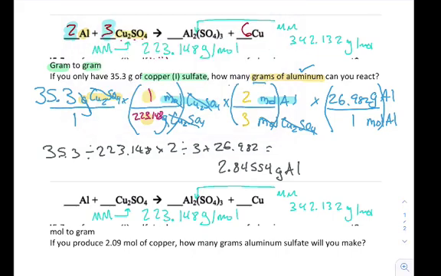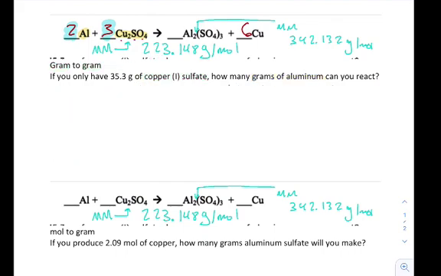But the last thing you need to do is round it to the number of sig figs based on what went in. So this has 3 sig figs, and that's what went in. So I have to round my final answer to just 3 sig figs, and that's what the final answer would be. It's an example of a gram to gram problem.